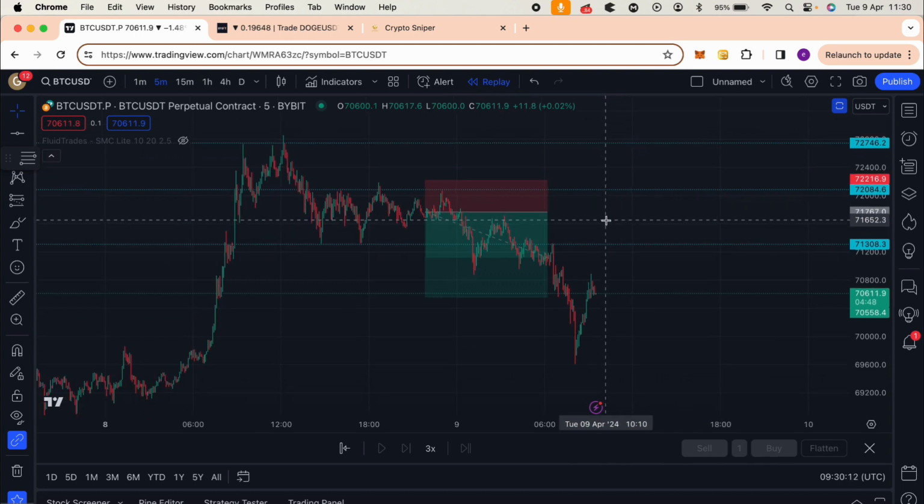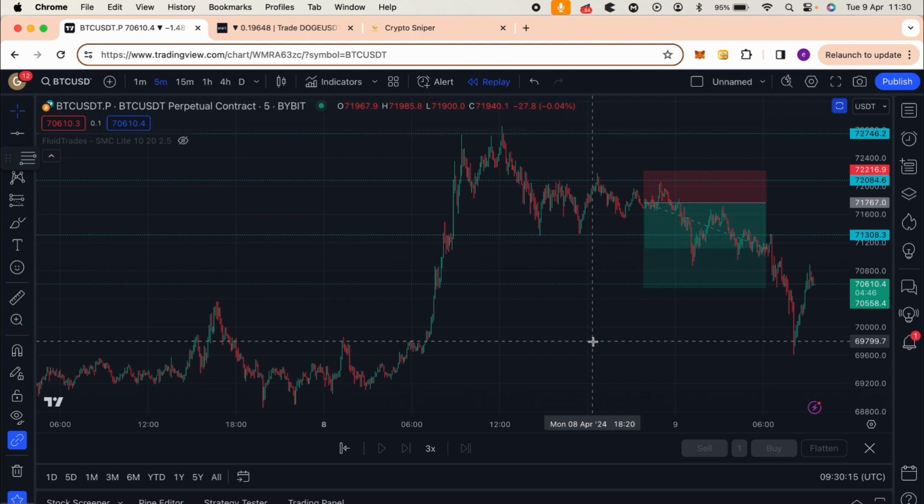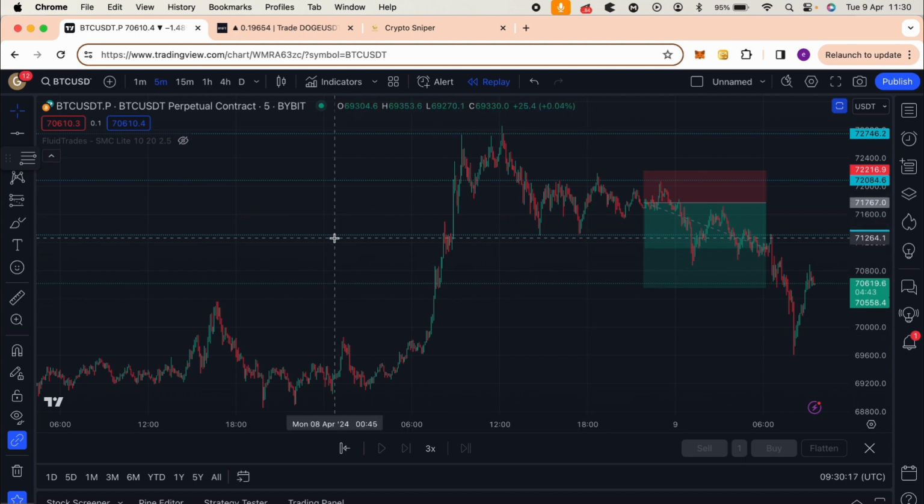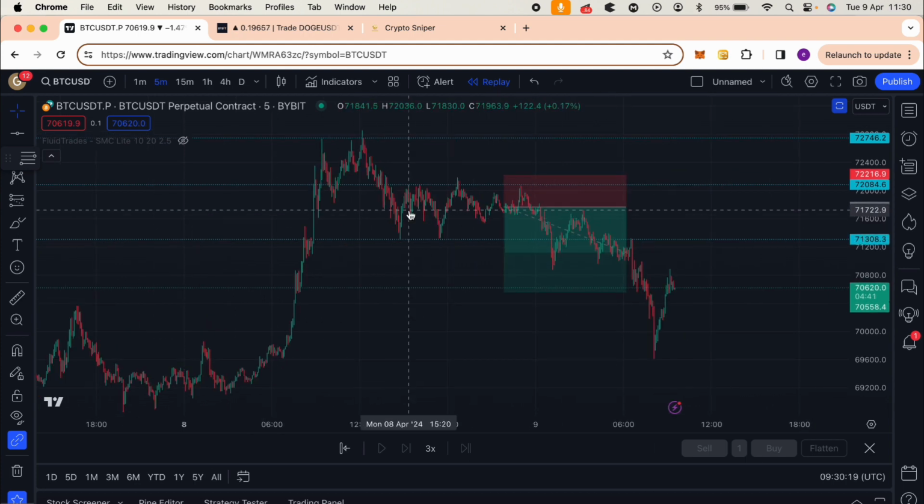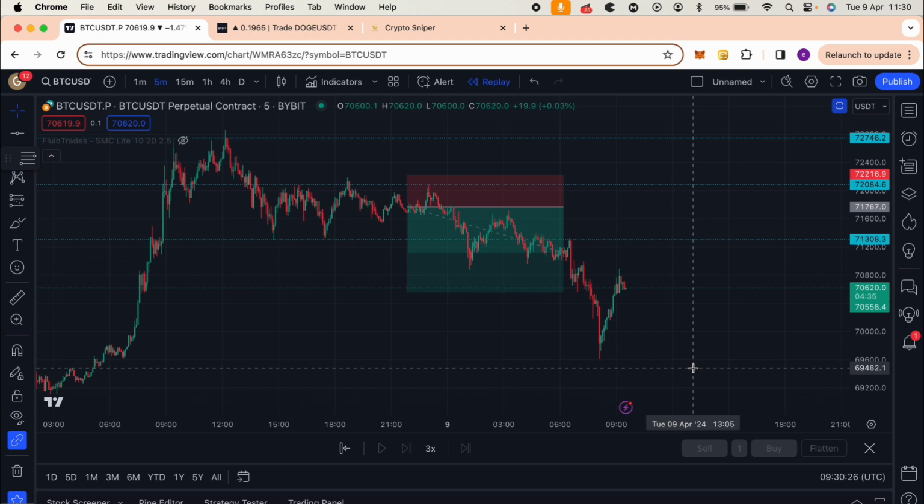So guys, this strategy is very simple, and even if you are not yet an expert at identifying support and demand, but you want to start trading, it's easy.